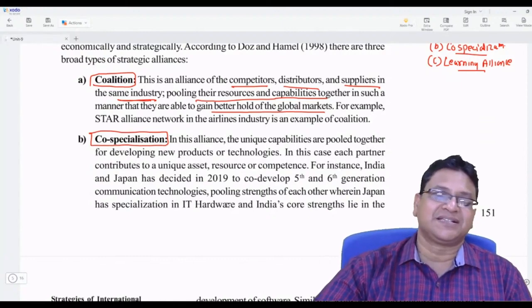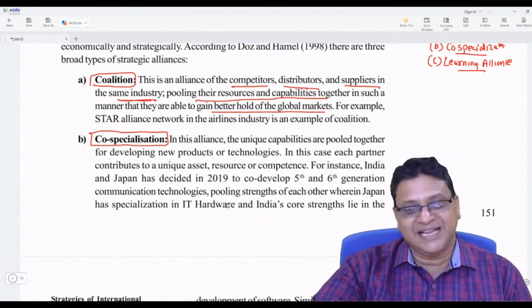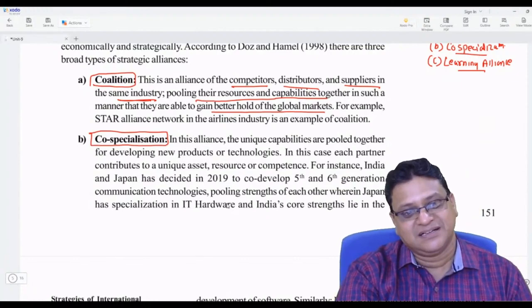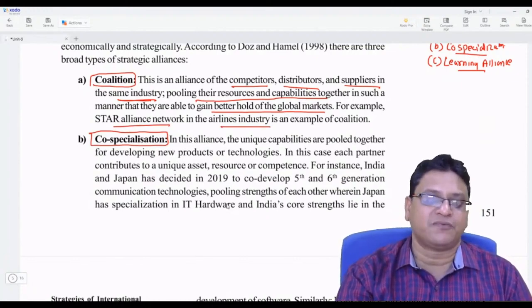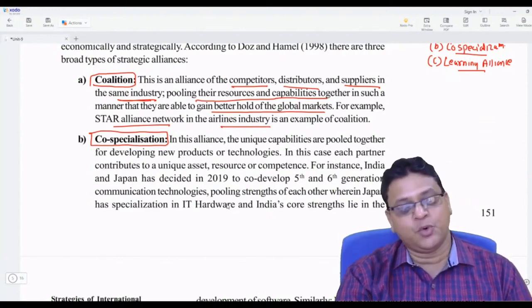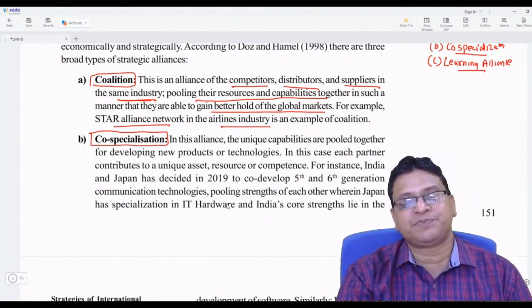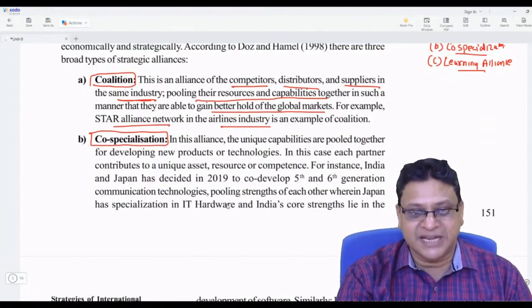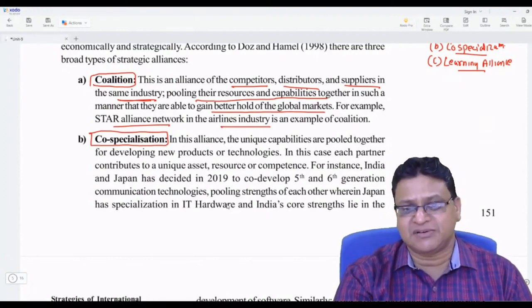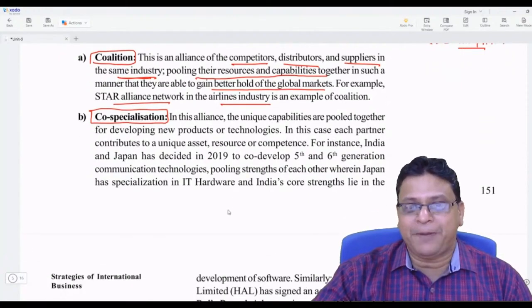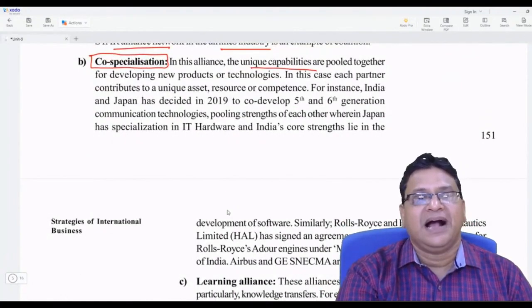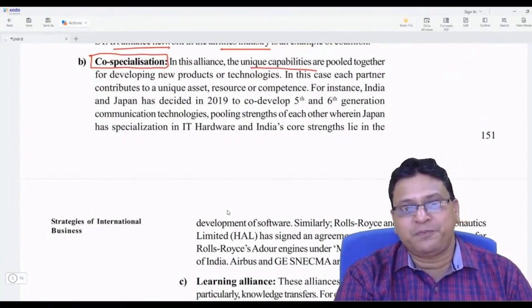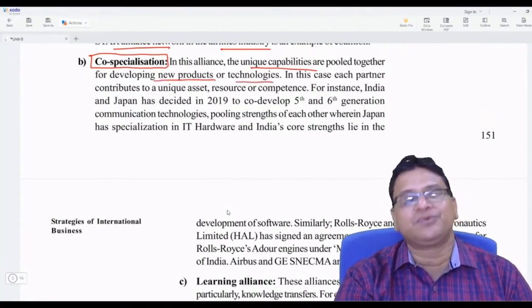Example, Star Alliance Network. Alliance in airline business. Star Alliance Network is a coalition form of strategic alliance, global strategic alliance. Another is co-specialization. What is co-specialization? In case of co-specialization, the unique capabilities of each firm are pooled together, and the two or more firms pool their unique capability to develop new product or new technology.